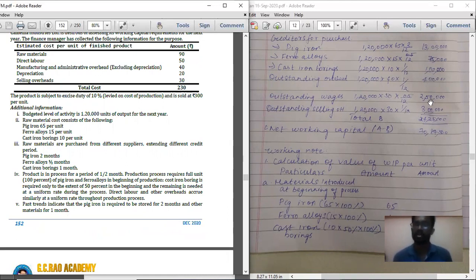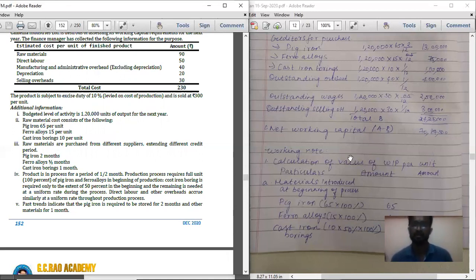Now total the current liabilities. You will get 24,25,000. In respect of that, total within bracket B.